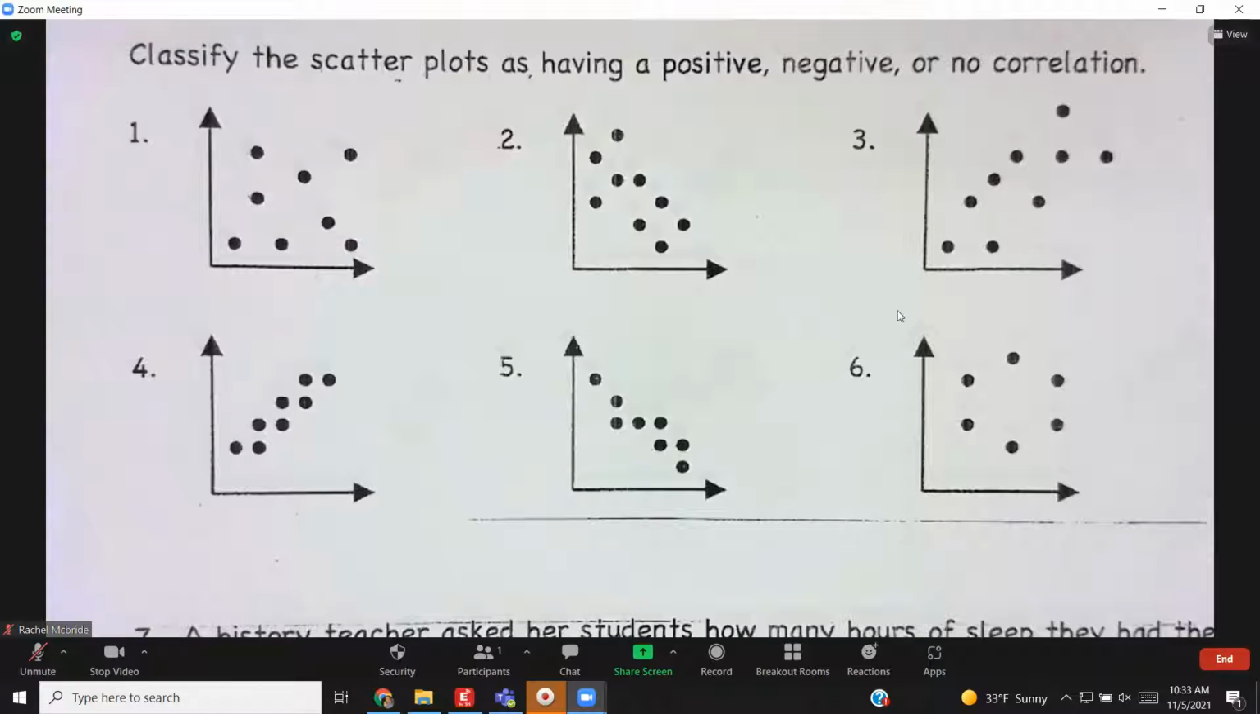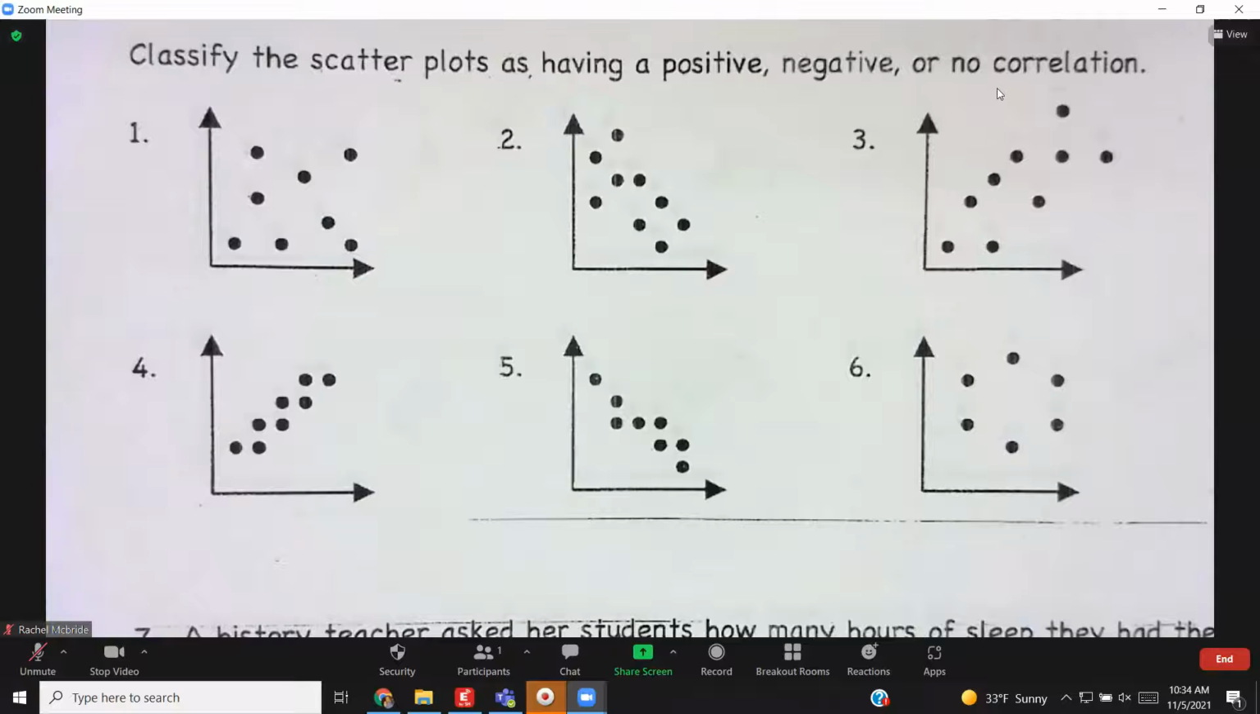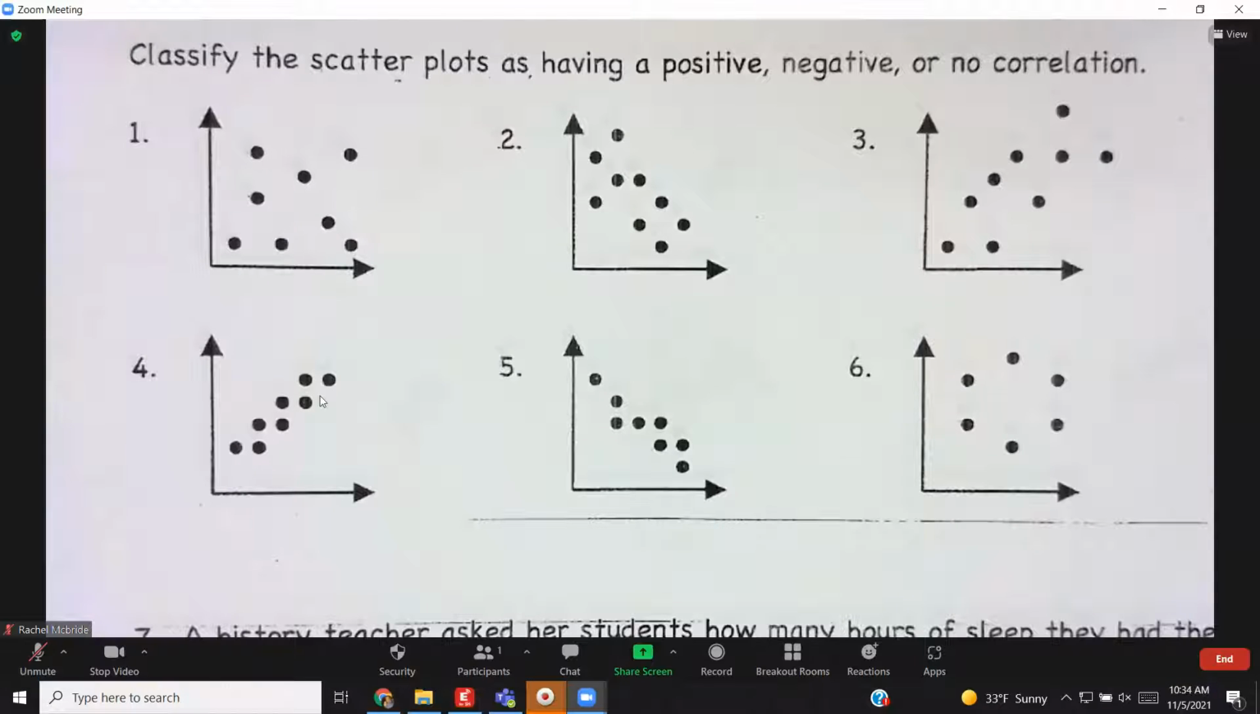And in number 3, the data appears to be going in which direction? Positive, good. And that data is pretty close together. You could say weak or strong. That one's kind of iffy. Number 4, this is clearly what? Sophia? Perfect. It's clearly a strong positive in number 4.